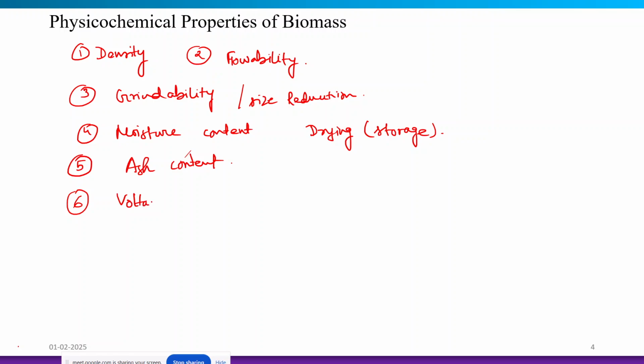Next is volatile matter. It plays a very important role in the conversion efficiency, because if the volatile matter content is higher, there will be a higher fraction of gas coming out when we are doing conversion, such as gasification or pyrolysis of the biomass. If the volatile matter content is high, then the gaseous portion generated will be greater.